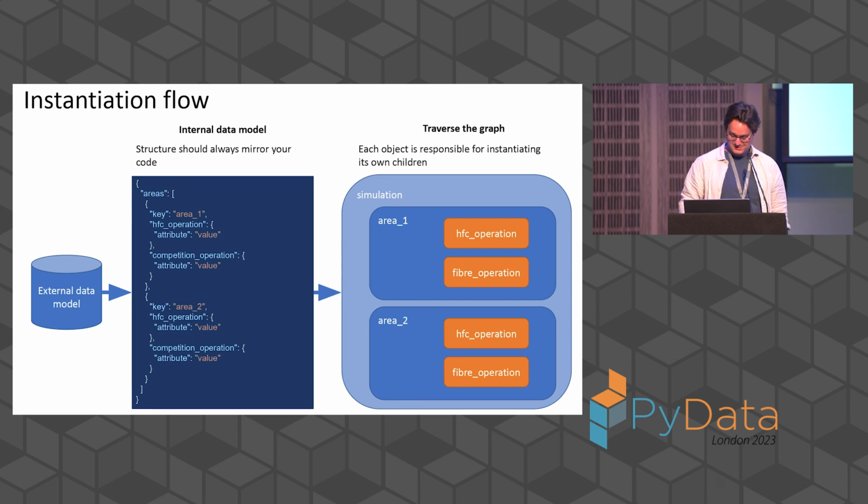If you follow those rules, then the instantiation flow is very easy. So here's a very simplified mock-up of our internal data model. JSON here, why not? You can pull stuff directly in and out of BigQuery with JSON. So let's say that's our internal data model, the one that we've mapped to our internal objects. Instantiating things is just traversing the JSON tree then. The first thing you do is build your simulation that everything goes in. Then you'd build your areas. The areas would look after building their internal dependencies, so the HFC operation and fibre operation according to this JSON file, and so on. Easy.